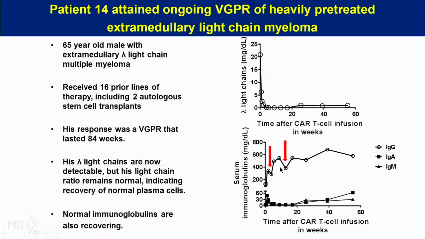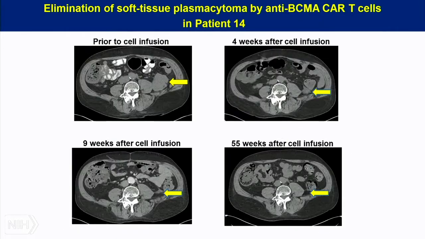His immunoglobulins recovered, normal immunoglobulins. He had to get 2 infusions of intravenous immunoglobulins indicated by the red arrows to replace his missing immunoglobulins, because when you kill the plasma cells, sometimes the immunoglobulin levels drop in the patient's blood.